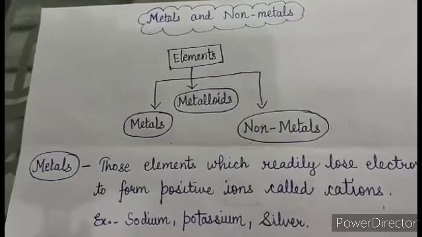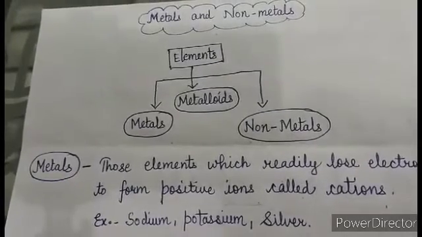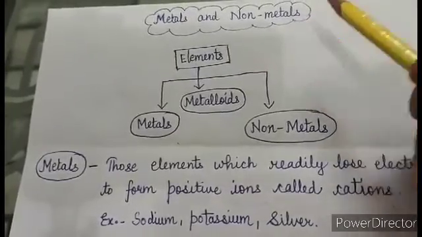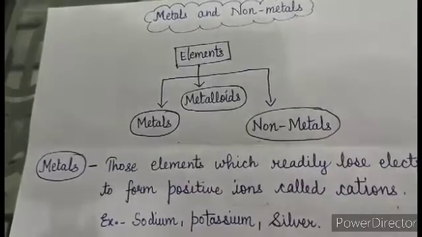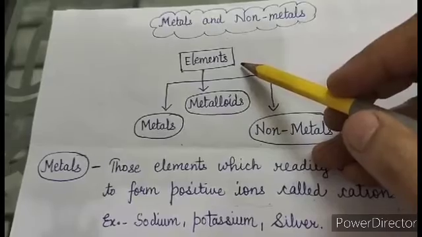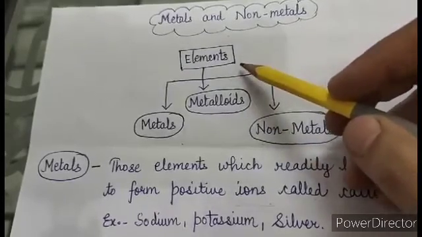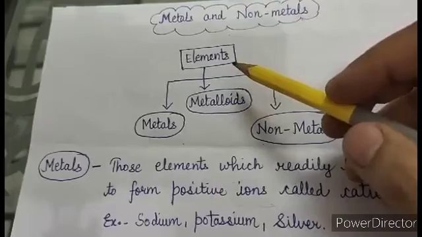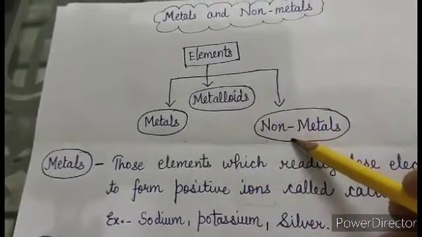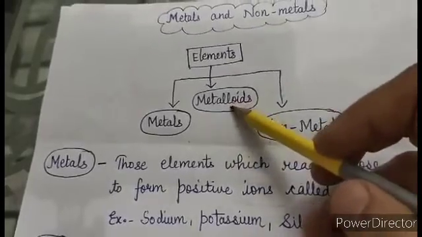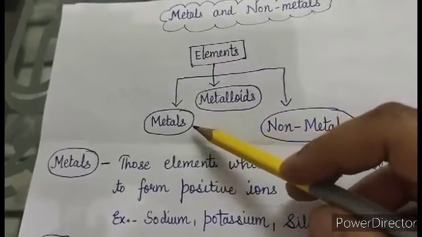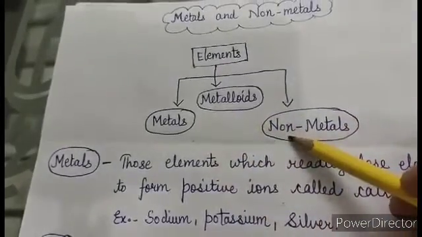Today we are going to do the recapitulation of our chapter on metals and non-metals. See what we have done in this chapter. First of all, we have more than 120 elements, and we have classified those elements into three categories: metals, metalloids, and non-metals. Metalloids are those elements that have properties of both metals and non-metals.